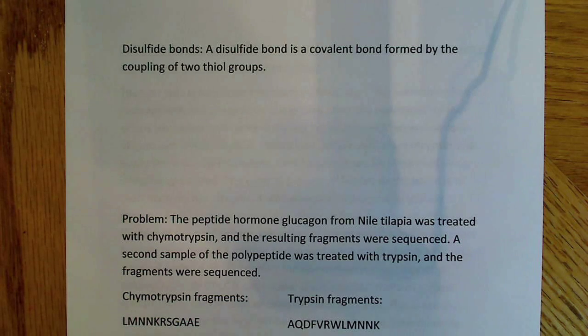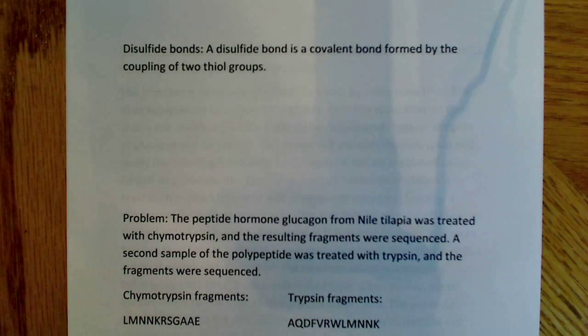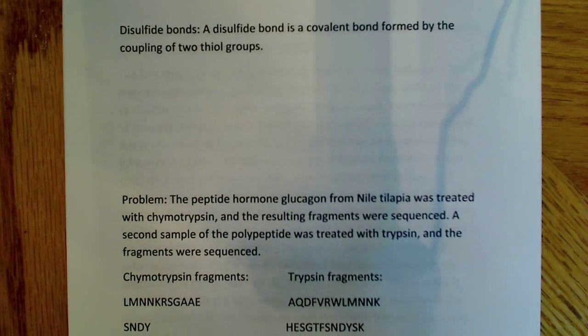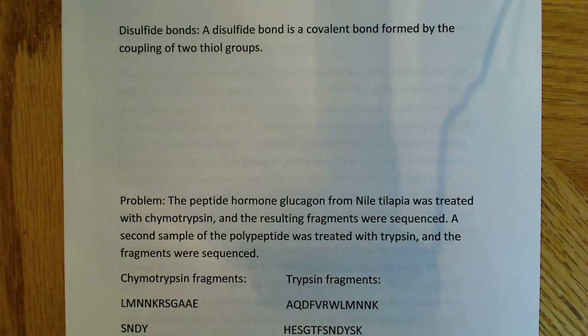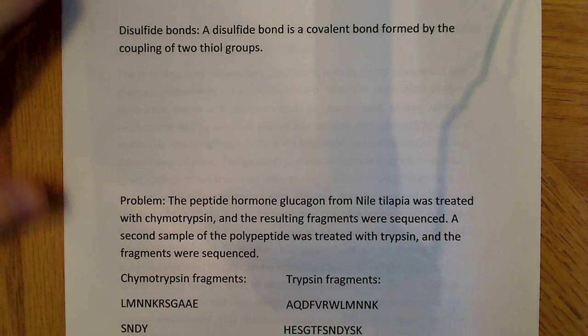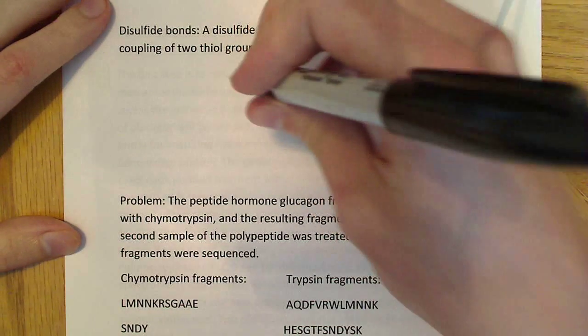Okay, in this video I want to talk about protein sequencing, which I think goes hand in hand with protein purification. So I'm going to start out by just talking about a disulfide bond, because we haven't spoken about it, but it will become important in the sequencing technique. A disulfide bond is a covalent bond formed by a coupling of two thiol groups. So essentially what that is, we have two cysteines.